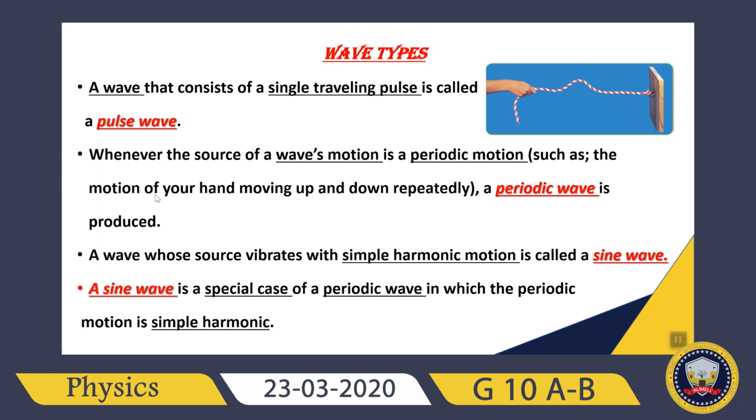So we have studied a pulse wave, a periodic wave, and a sine wave. Now there is a difference between them. If a pulse is repeated many times, in the form of periodic motion, it will be called a periodic wave. But if it is in the form of simple harmonic motion, it's called a sine wave.